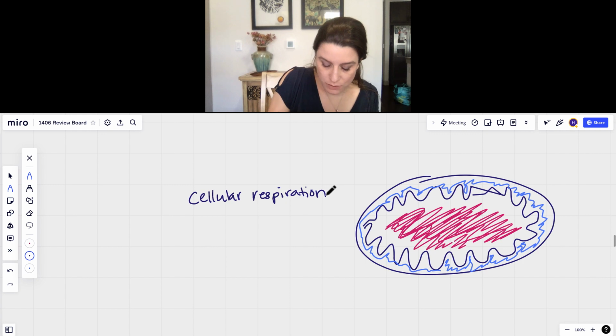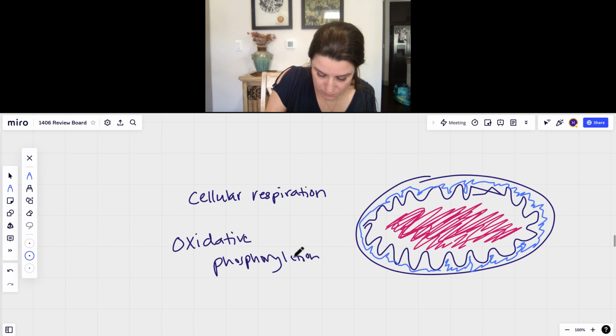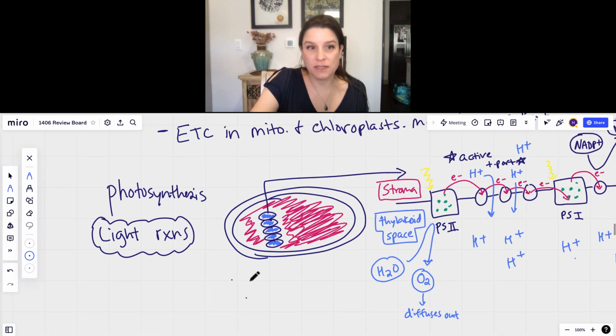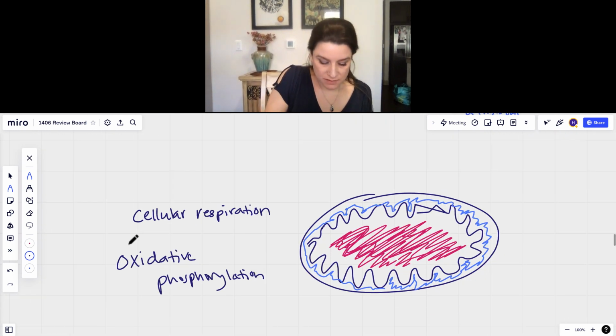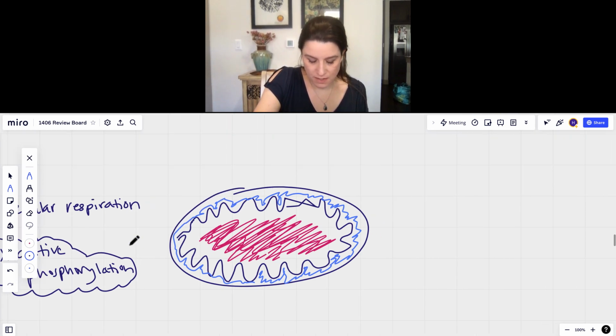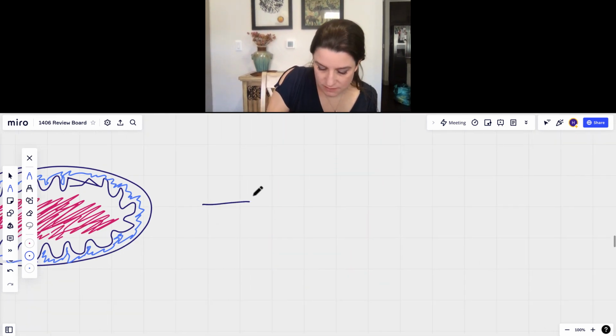So where's this gradient working in cellular respiration? It's working in oxidative phosphorylation, the last step. Remember, oxidative means oxygen dependent. Phosphorylation means putting a phosphate group on ADP, so making ATP. So it's oxygen dependent ATP making. Actually, the light reactions, this whole process here, is called photophosphorylation, light dependent ATP making. Oxidative phosphorylation, oxygen dependent ATP making.